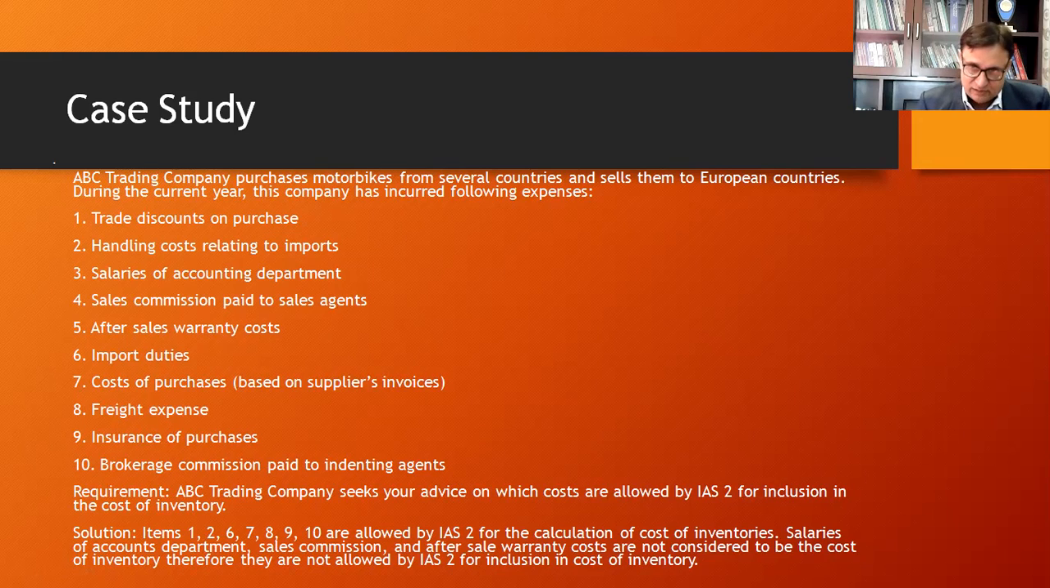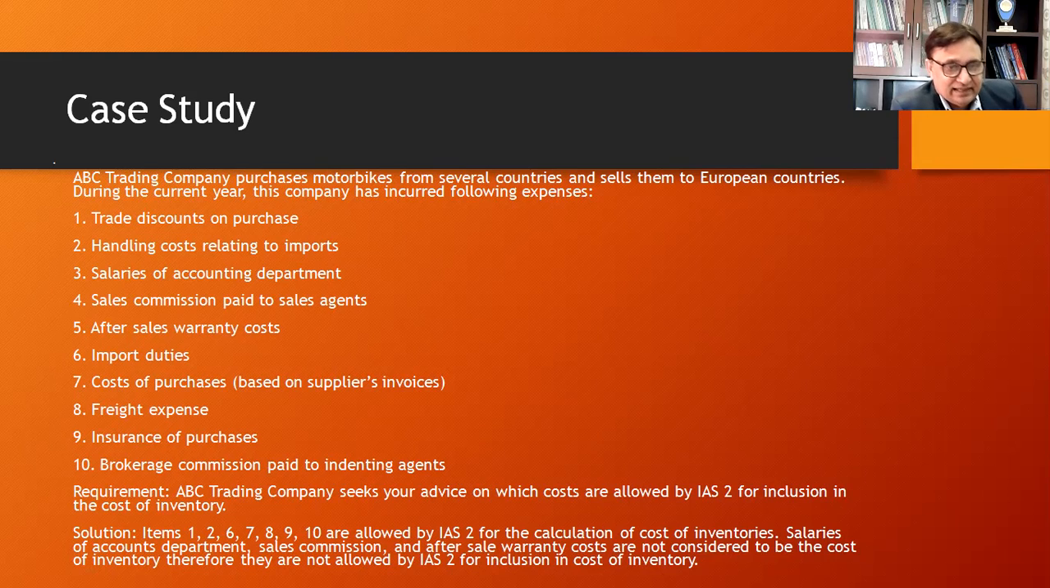Various kinds of expenses have been given, for example: trade discount on purchases, handling cost relating to imports, salaries of the accounts department, sales commission paid to the sales agent, after-sales warranty cost, import duty, cost of purchases on the basis of invoices, freight expenses, insurance on purchases, and brokerage commission paid to the indenting agents. What the ABC company desires from you is that, on the basis of the requirements of IAS 2, you discuss what is included in the cost of inventory.